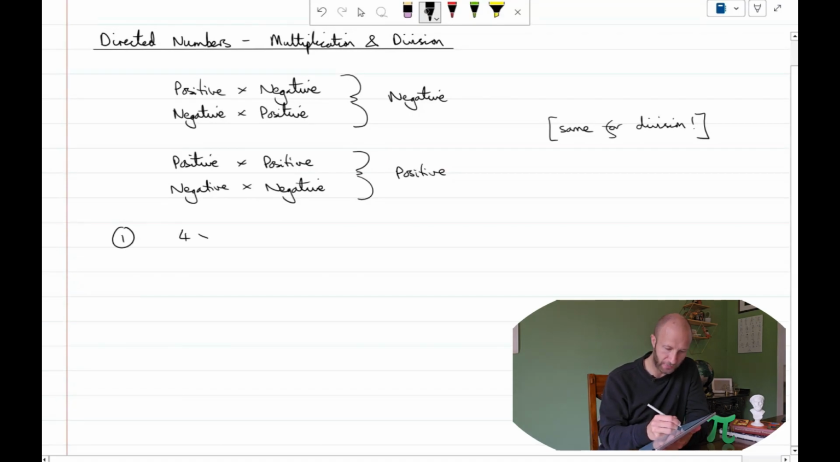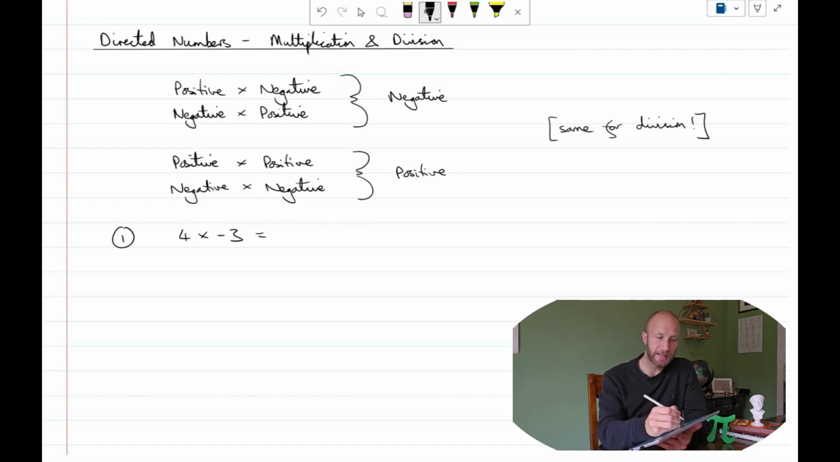So let's see if we do 4 times -3, what we end up with. Now, the nice thing about this is that the calculation doesn't change. The value doesn't really change. 4 times 3 is still 12. But because one of them is negative, we'll end up with -12. So a positive times a negative gives us a negative. Simple as that. Number two, -7 times 6.